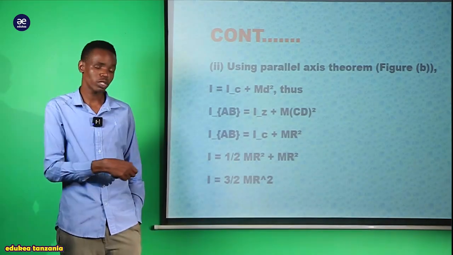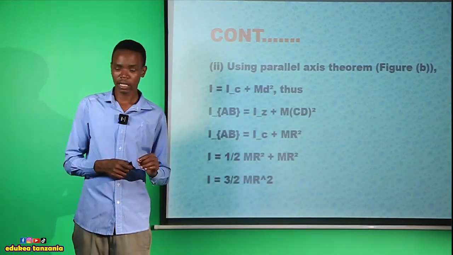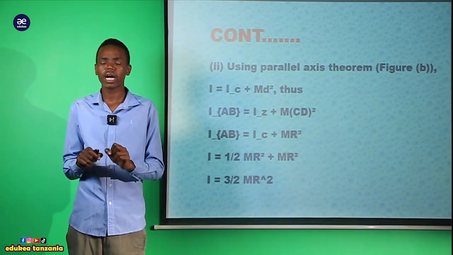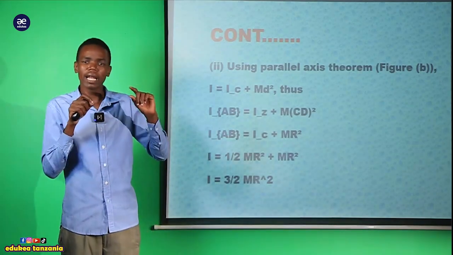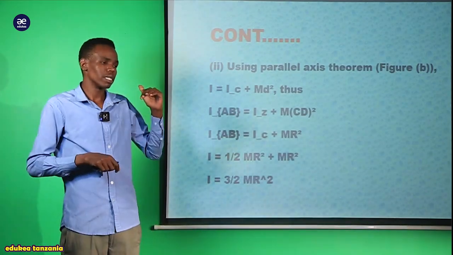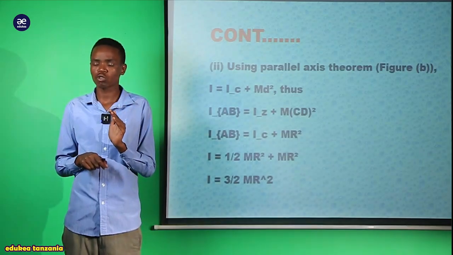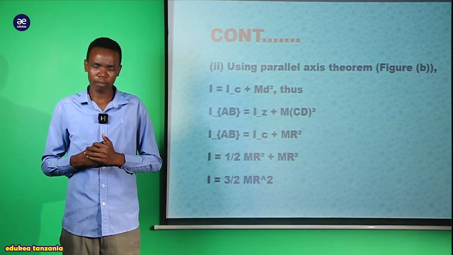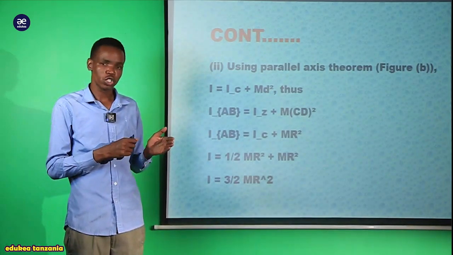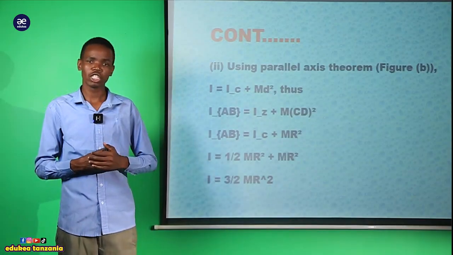So after we substitute there, we should obtain that the moment of inertia through the parallel axis theorem must be equal to half M r squared, then we add M r squared. If we sum, we should obtain the moment of inertia equals.